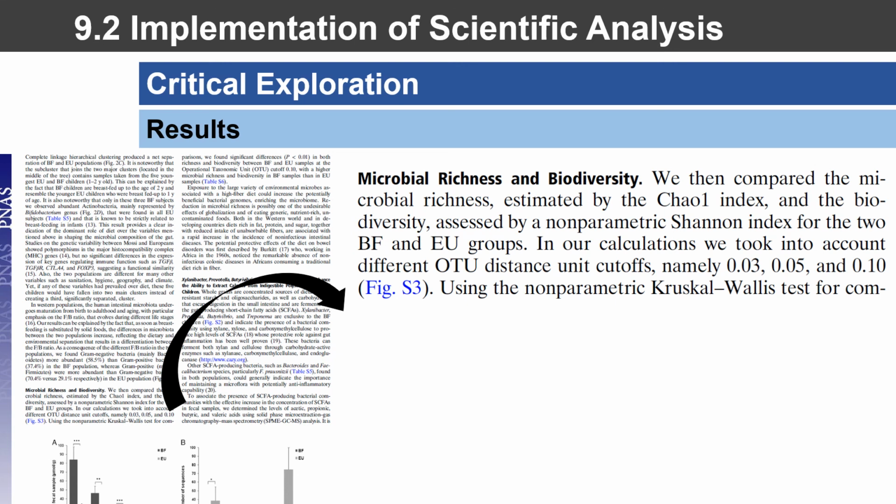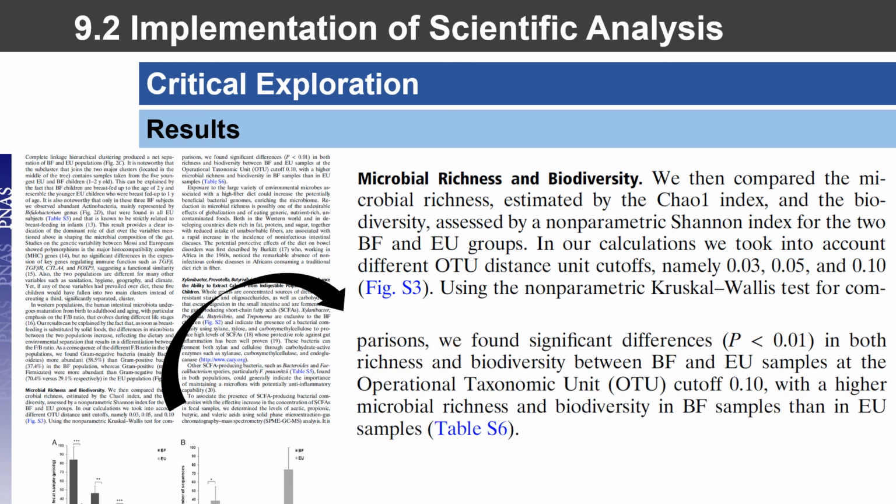So we then compared the richness as estimated by the Chao1 index and the biodiversity assessed by a non-parametric Shannon index for the two BF and EU groups. In our calculations, we took into account different OTU distances. Fantastic. And then it says, using the non-parametric Kruskal-Wallis test for comparisons, we found significant differences, I'm going to blow that up for you, in both richness and biodiversity between these two groups. The question is, is that actually what the data does show you?